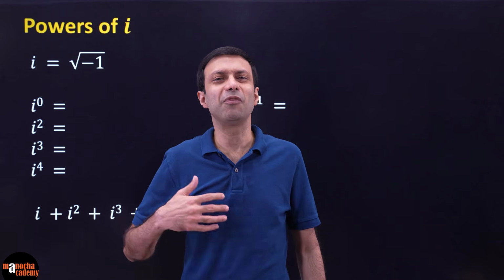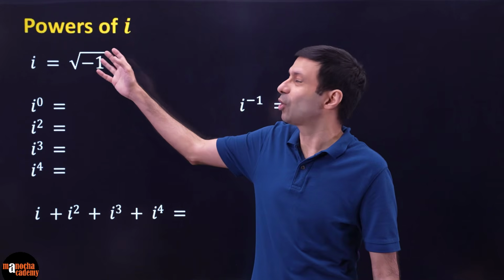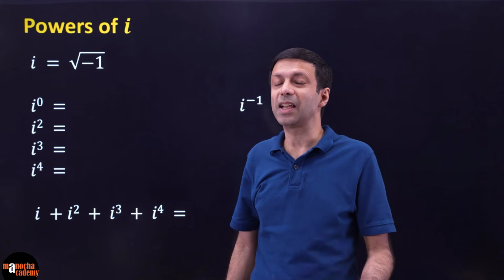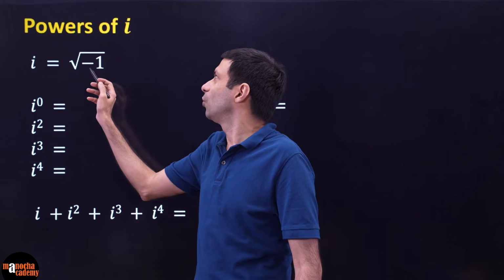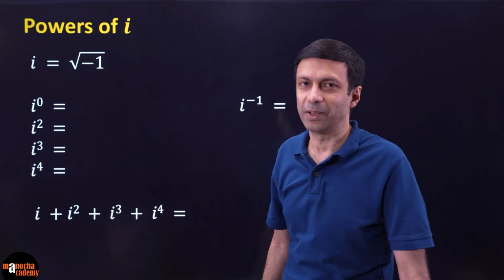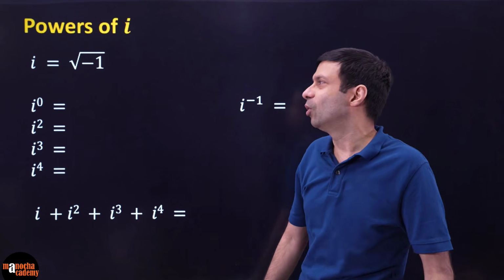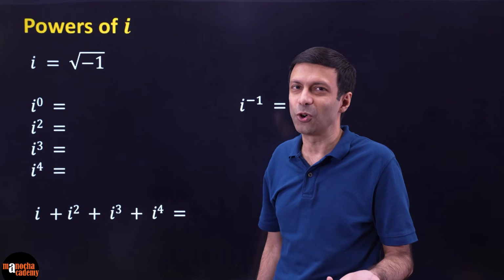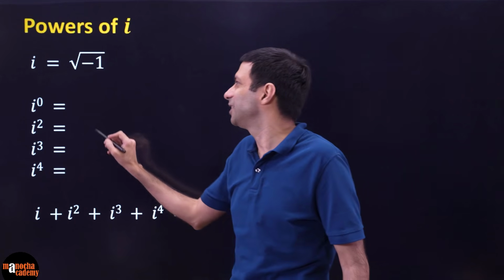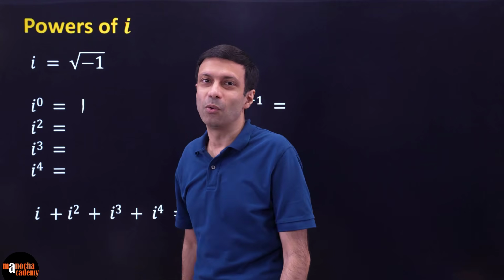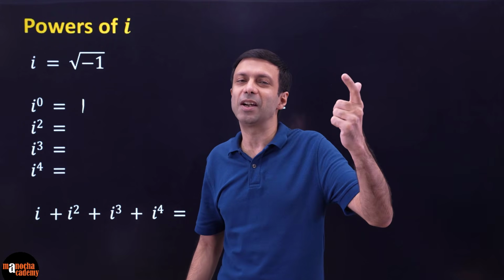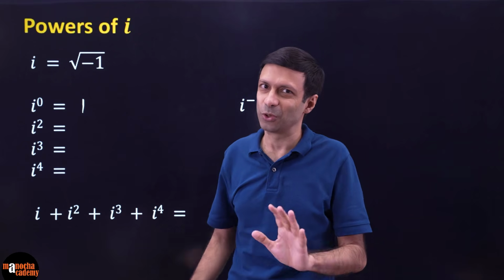Now let's look at something very interesting, which is the powers of iota, or you can say powers of i. So remember, what is iota? i is equal to square root of minus 1. Now if I ask you, what is iota to the power 0? i to the power 0, what is it going to be? The answer is simply 1. Why? Because any number, if you raise it to the power 0, is going to be 1. So this is easy.